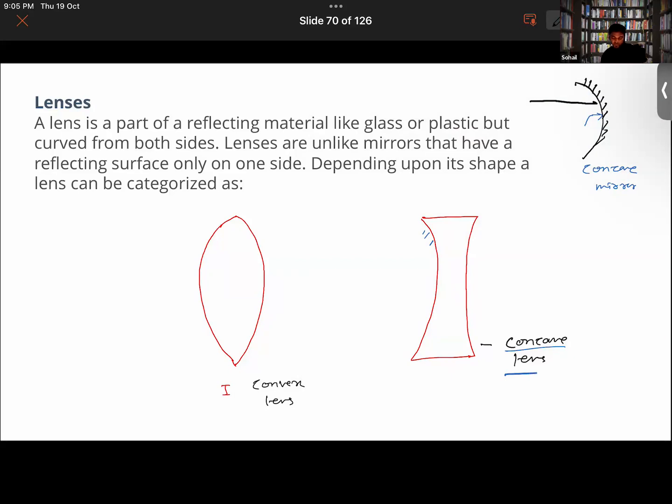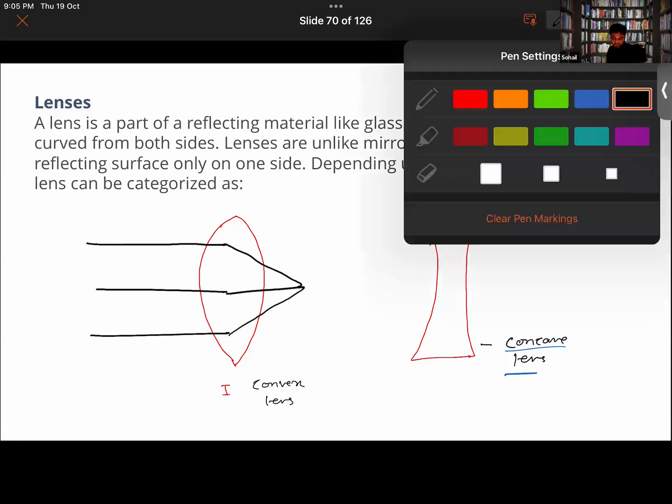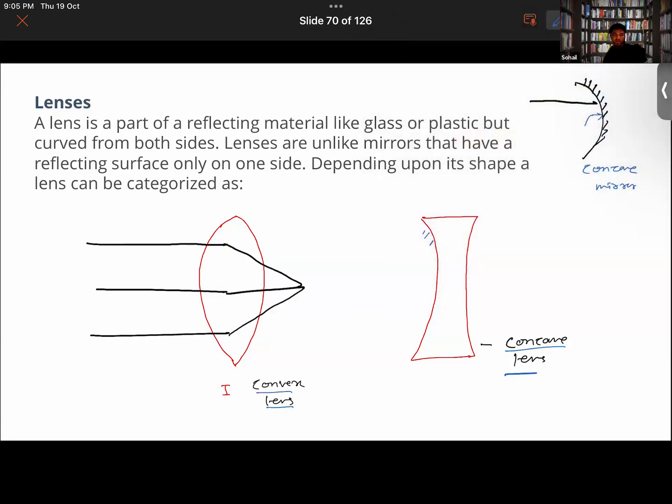In the case of the convex lens, the magnifying glass example which I gave you consists of a convex lens. When light rays pass through a convex lens, all the light rays converge to a point, right? Thereby convex lenses are also called converging lenses. Since all the light rays converge at a point, the convex lens is a converging lens.